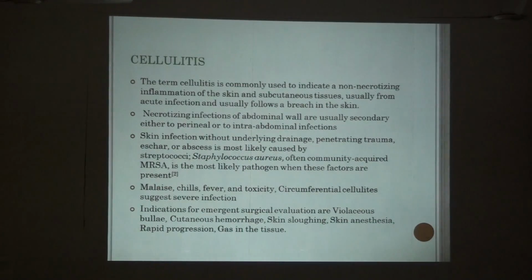The necrotizing infections of the abdominal wall are usually secondary either to perineal or to intra-abdominal infections. But in our case, there was no intra-abdominal infection or perineal infection. Skin infections, the usual causes of cellulitis, are streptococcus and staphylococcus. Malaise, chills, fever and toxicity, and circumferential cellulitis suggest severe infection. Indications for emergent surgical evaluation are violaceous bullae, cutaneous hemorrhage, skin sloughing, skin anesthesia, rapid progression, or gas in the tissue.